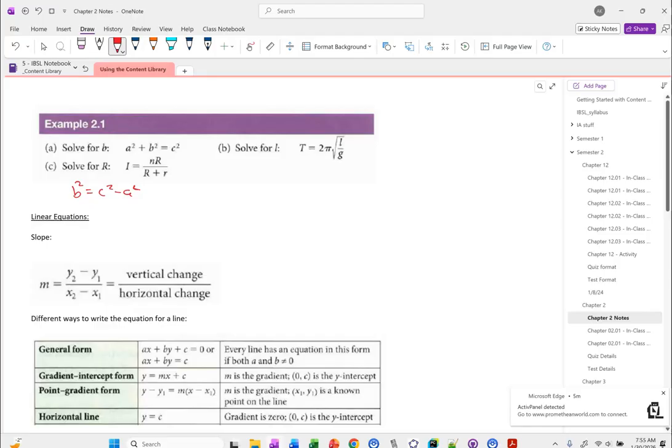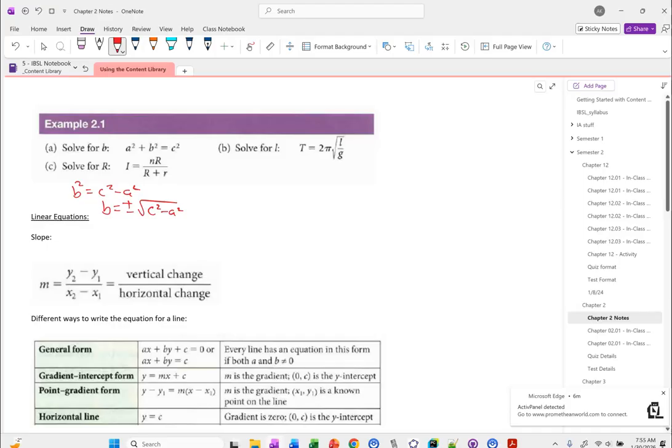Not completely correct. Plus or minus. There you go. Right? What if we do part C? What if we want to solve that one for R? I equals nR over R plus r.